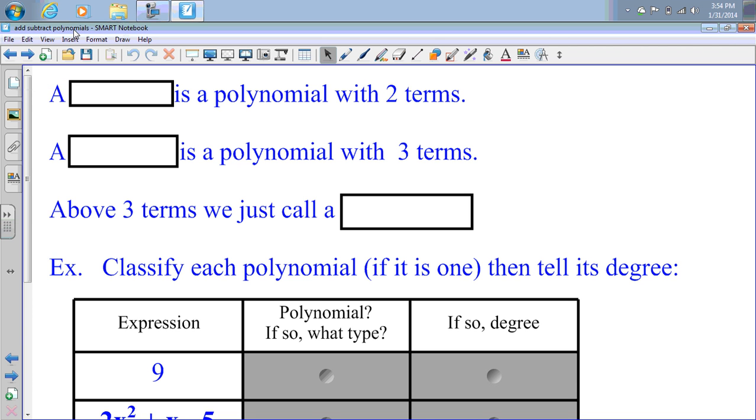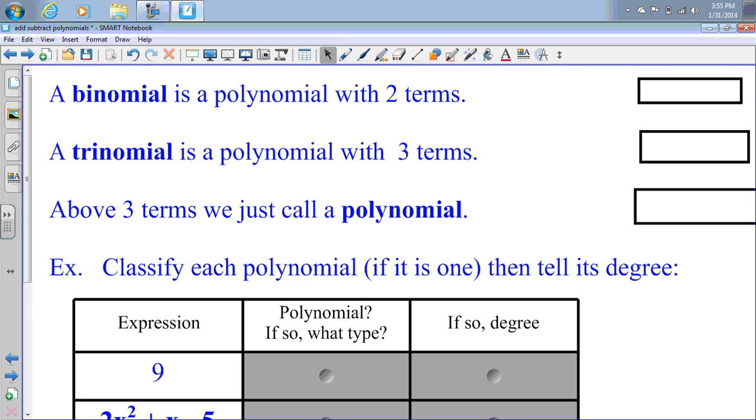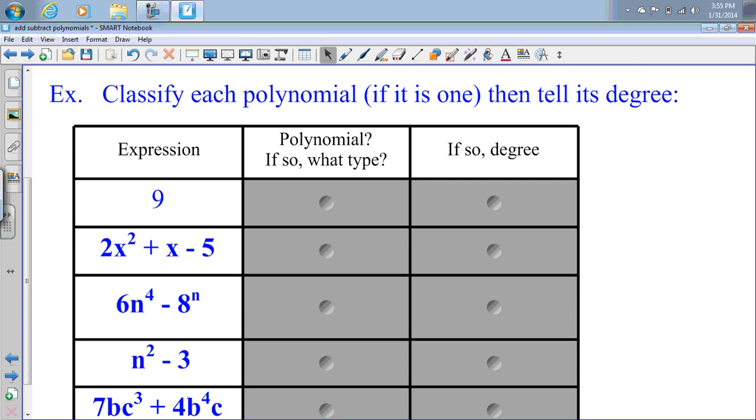Okay, this video is on adding and subtracting polynomials. Just a quick review. Remember that a binomial is a polynomial with two terms. A trinomial is a polynomial with three terms. And anything above three terms we just call polynomial, meaning many. Here's some expressions, and let's just classify.